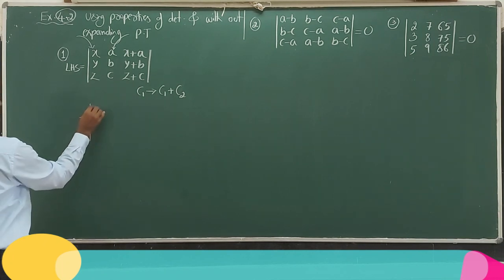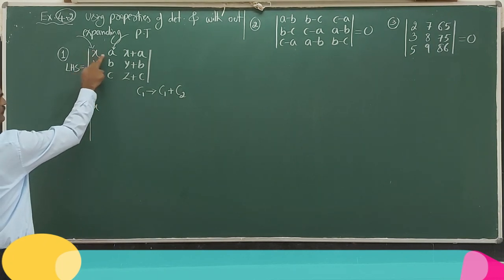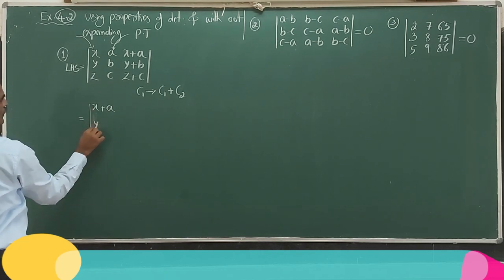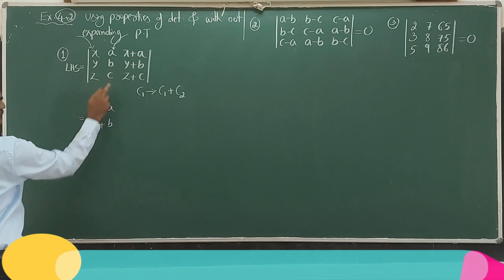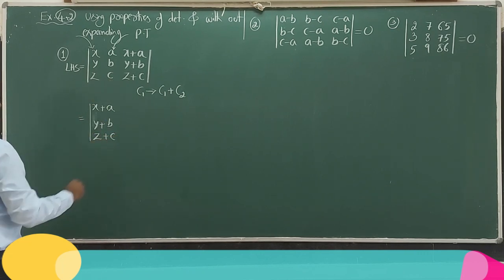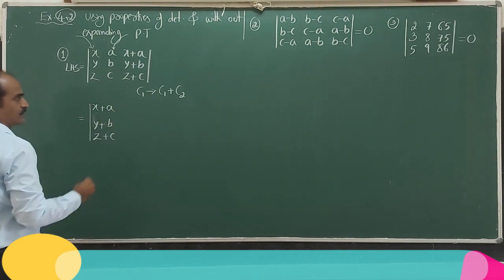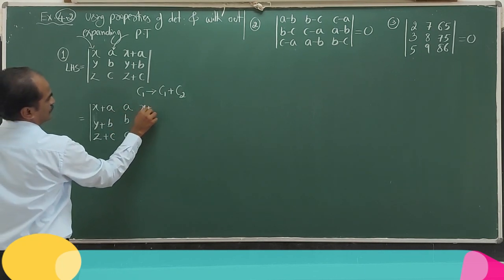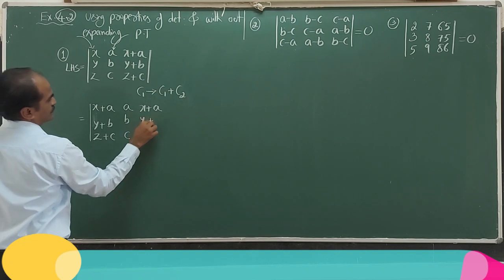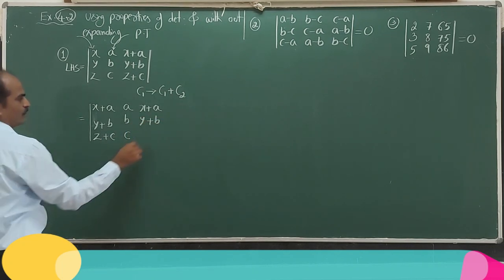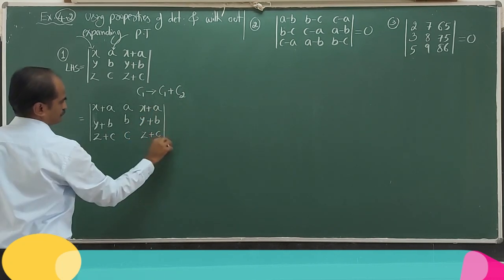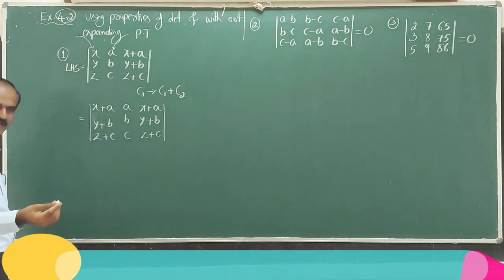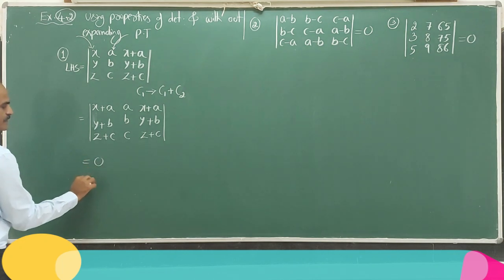What are the first column elements now? x plus a, next y plus b, z plus c. We didn't alter the second and third columns. Write them as they are: a, b, c. Now write the third column as it is: x plus a, y plus b, z plus c. And now observe column 1 and column 3, they are identical. So I can write the value as 0.